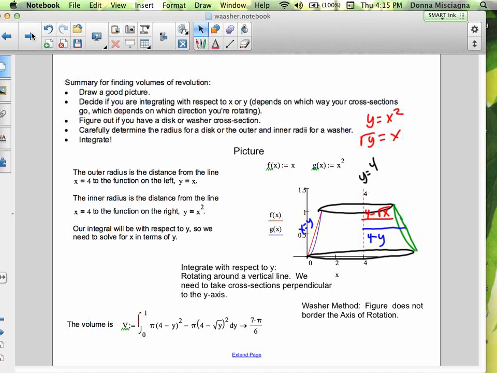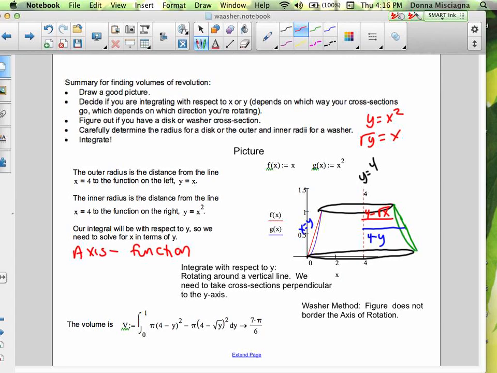So this is off a vertical line, and notice which way we're going. Our vertical line is to the right now. So now it's the axis minus the function. I go right to left, right? So in the other one, it was the other way, right? So this time it's axis minus function if the axis is to the right. Right? And we saw it's the other way if it's to the left.